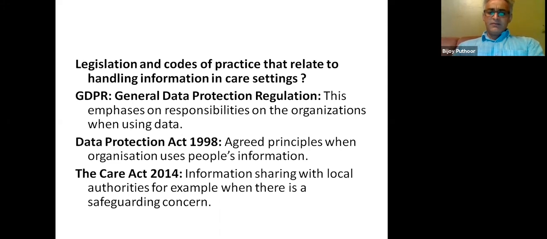The Care Act 2014 covers information sharing with local authorities, for example, when there is a safeguarding concern. So it says that if there is a safeguarding concern, you are expected to share the information with the local authorities. Local authorities are the local social services, so that the person can be protected from further abuse. You are expected to give this information if there has been an abuse, or if you identify a potential abuse that makes you think that this person may be subjected to abuse in the near future. So that information also has to be given to the local authorities.